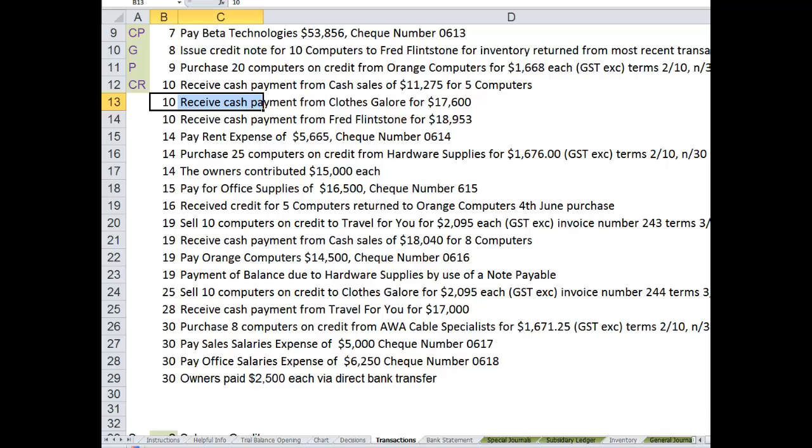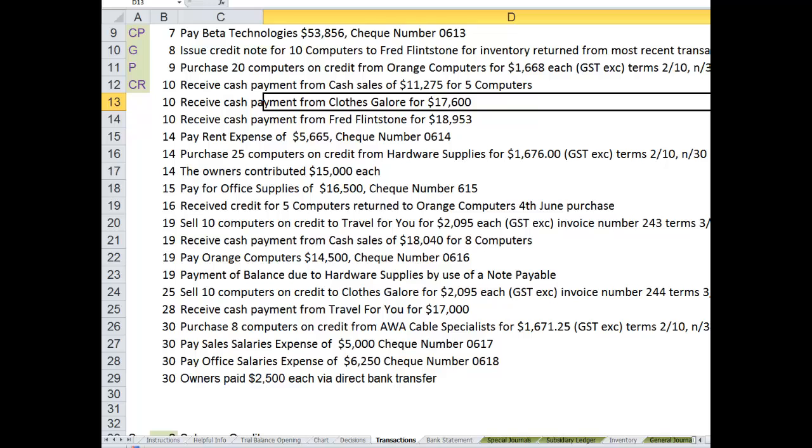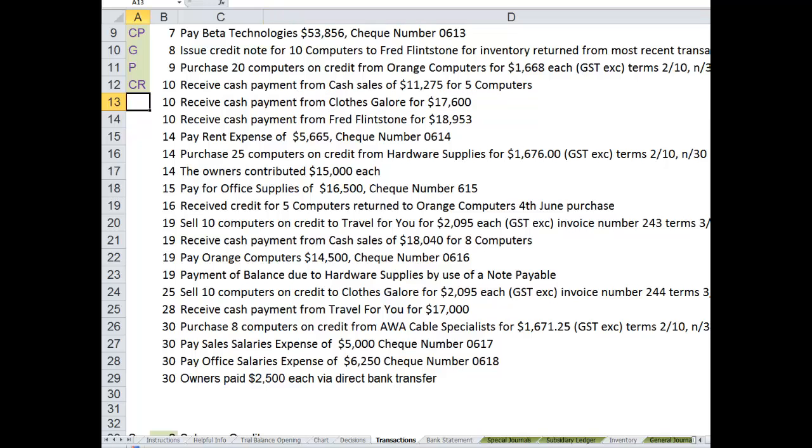So does it involve a sale on credit? No. Does it involve a purchase on credit? No. Does it involve the receipt of cash? Yes. Received cash payment. Now, the cash payment in there is a bit of a red herring. You see cash payment, it might lead you into the cash payments journal, but we want you to look at what's really happening. And what is it? We've received a cash payment, so it's a cash receipt.